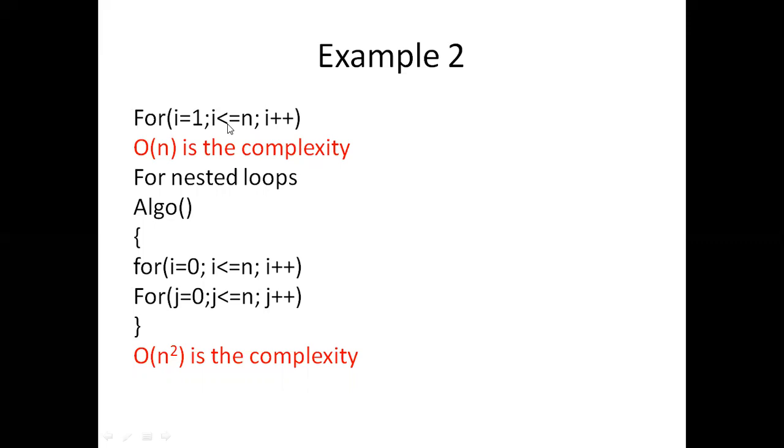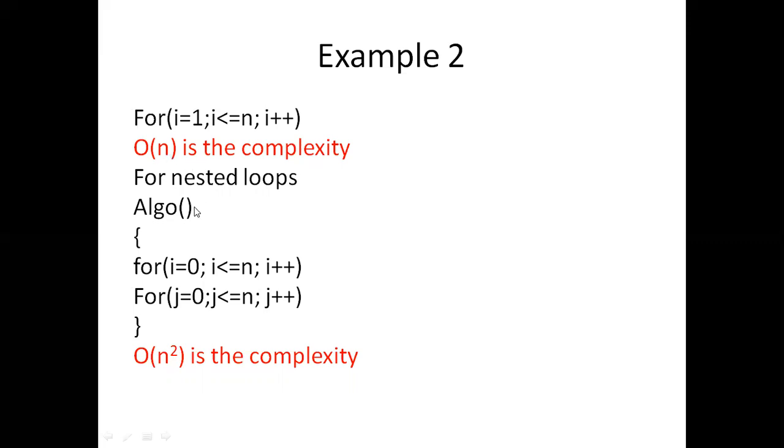So if you want to generalize it, n times means it will execute n times. Here I have taken the n value; we can define it in the program. So if it is n, it will execute n times. So what is the complexity? Order of n is the complexity.